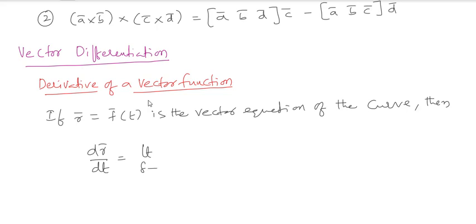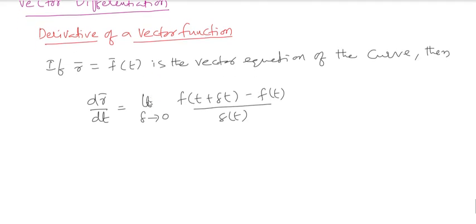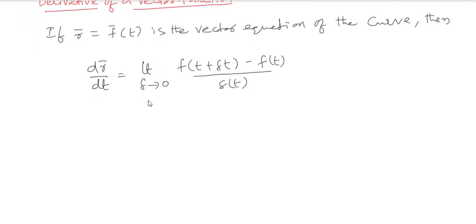Limit delta t tends to 0, you will have f of t plus delta t minus f of t, divided by delta t. Don't get confused, I'm just giving the definition. No need to learn it by heart, this is not required.